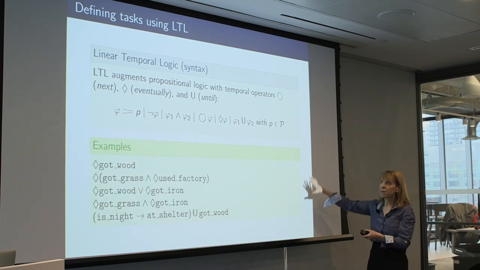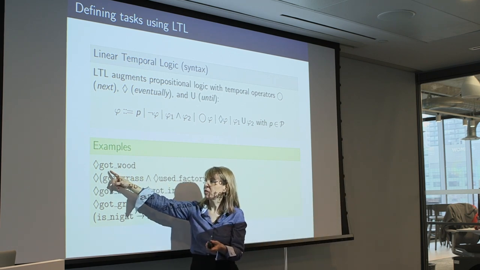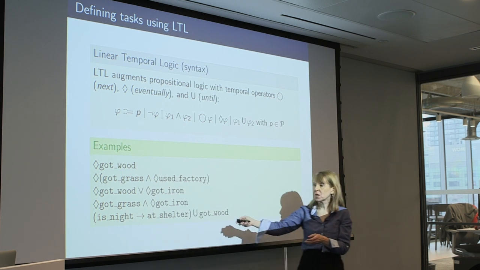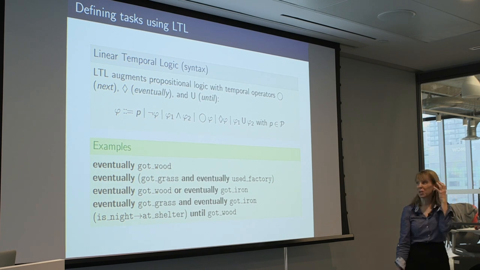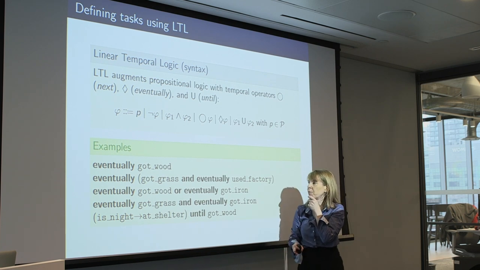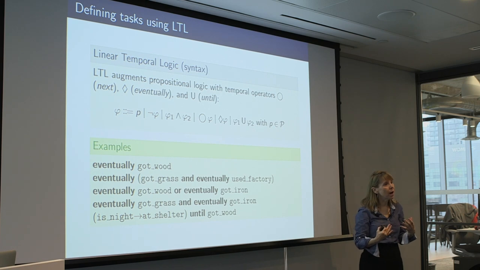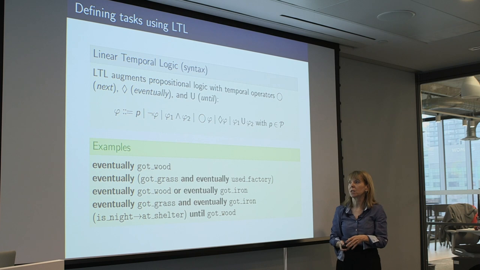So in the case of our example here, we can say triangle wood, which is eventually got wood, and eventually used factory, and so on. And just to make it easier for everybody to read so they don't have to remember which is the triangle and which is the box, we use English here. But for example, the box, which you don't see here, which is always, is very powerful for safety constraints. And you can nest all these temporal operators so you can say eventually always be at home or various other complex conditions.